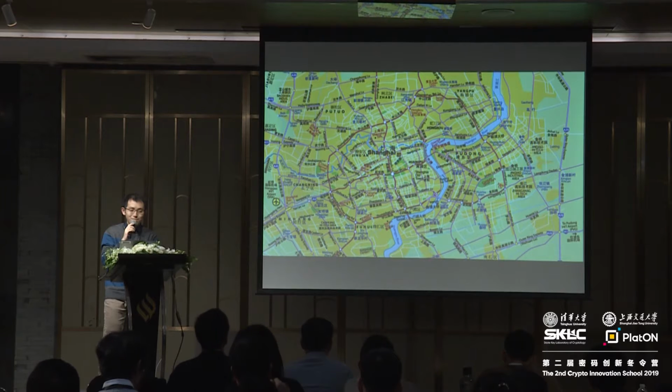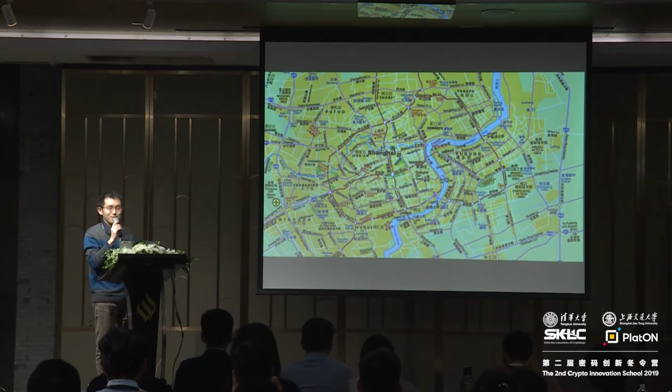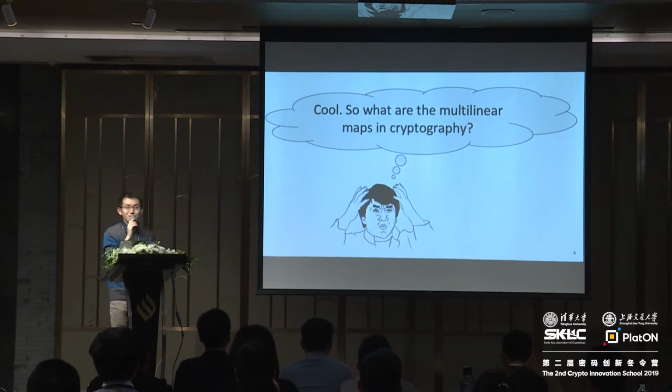And all right, so I think you may be tired of these things. So cool. So what are really the multilinear maps in cryptography?